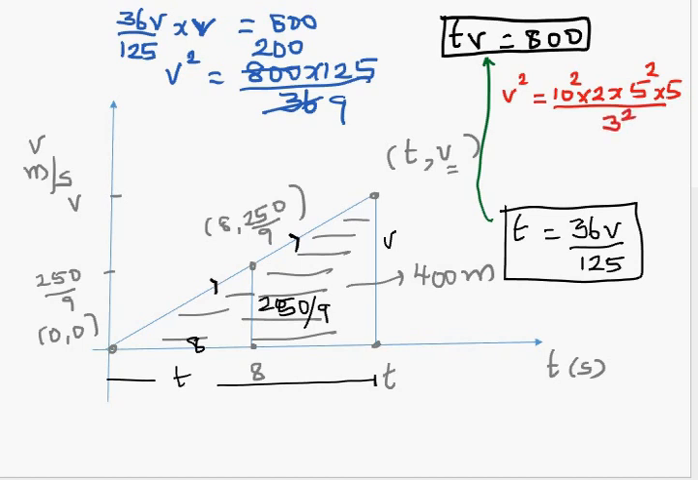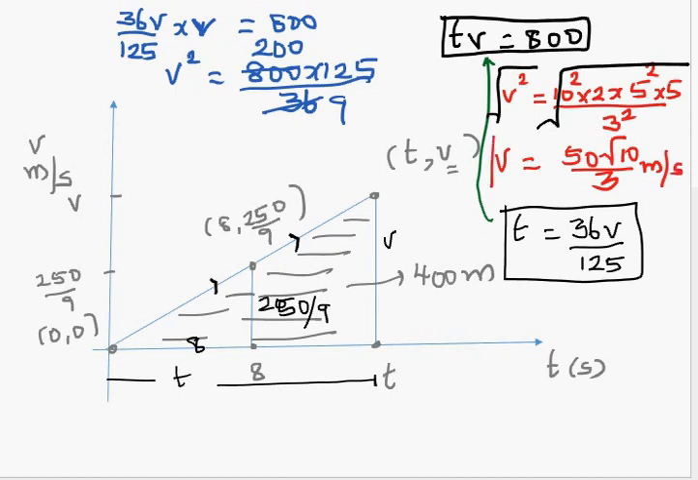Now taking the square root of both sides, the velocity is the square root of 10 squared, which is 10, so this is 50 root 10 on 3 meters per second. That is the velocity when the car reached 400 meters. So let's confirm whether the answer is right.